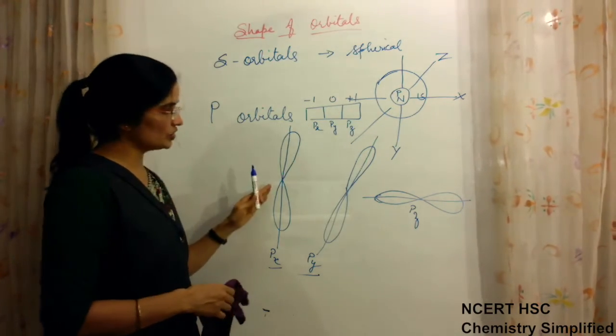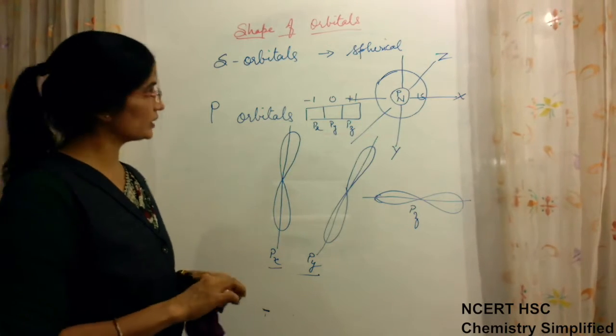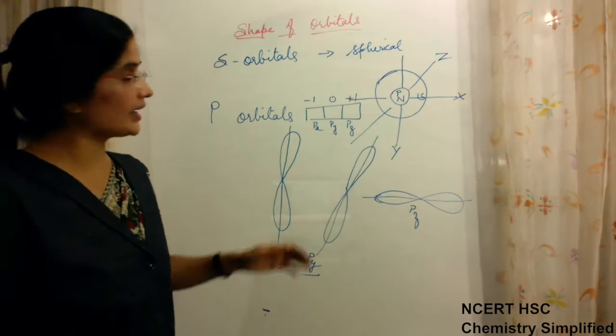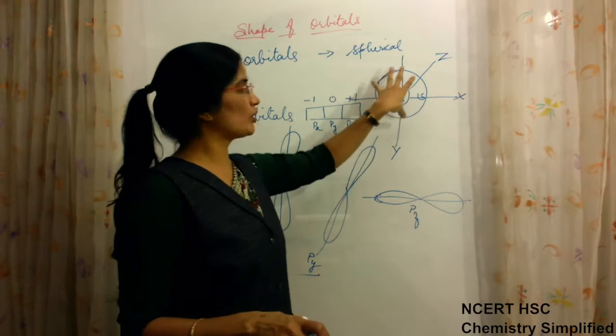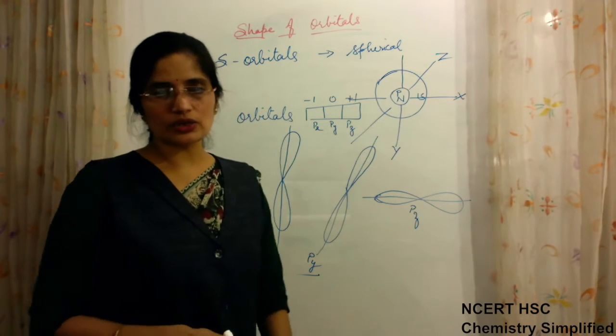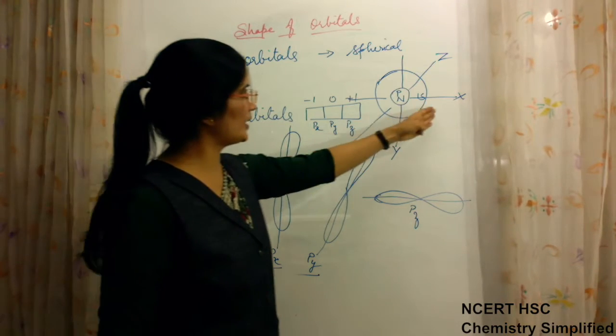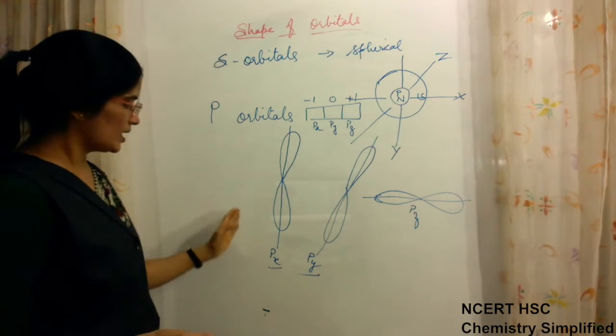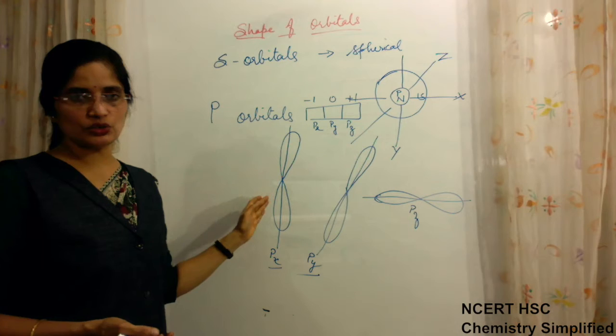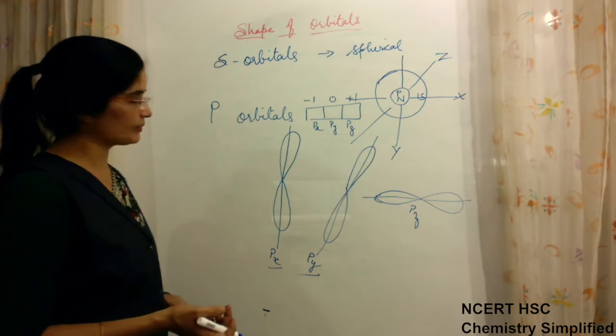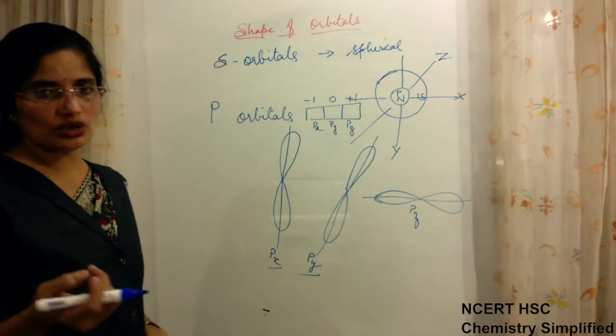So this is about the shape of p orbitals. Now, as in the case of s orbital, because the shape was spherical, the electron density was equal in all directions. But in the case of p orbitals, px, py and pz, you see that the shape is dumbbell shape, so electron density is not the same everywhere.